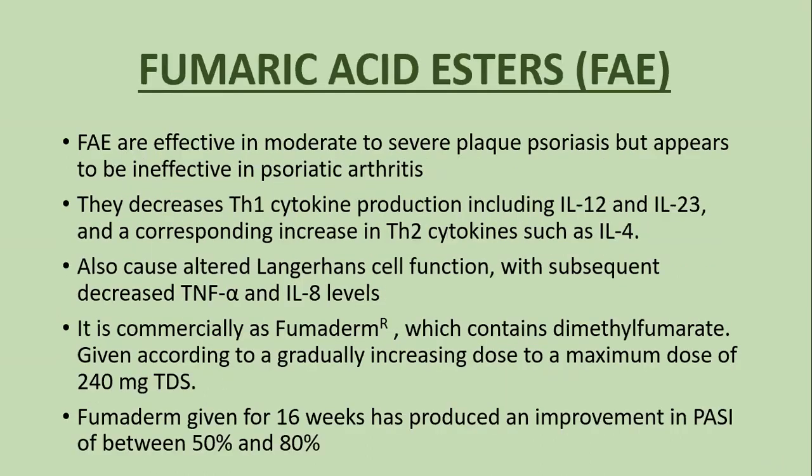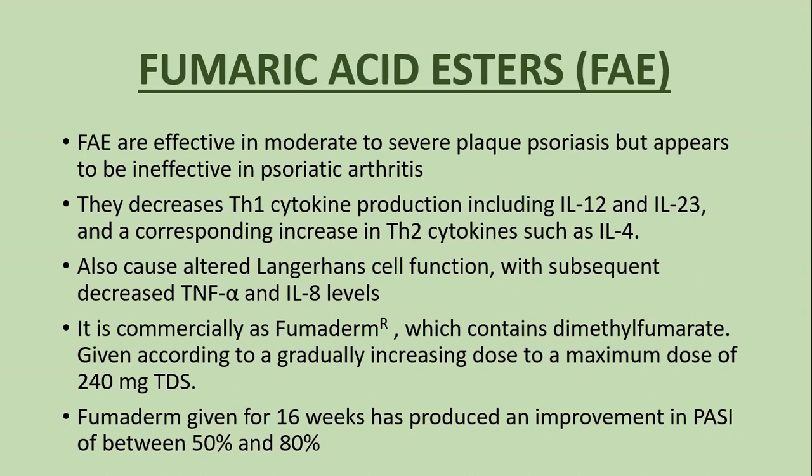Now we have reached the second drug of today's lecture, that is the fumaric acid esters. Fumaric acid esters are effective in moderate to severe plaque psoriasis, but appear ineffective in psoriatic arthritis. They act by decreasing Th1 cytokine production, including interleukin 12 and 23, and correspondingly increase the Th2 cytokines, that is interleukin 4. They also alter Langerhans cell function, with a subsequent decrease in tumor necrosis factor alpha and interleukin 8 levels.